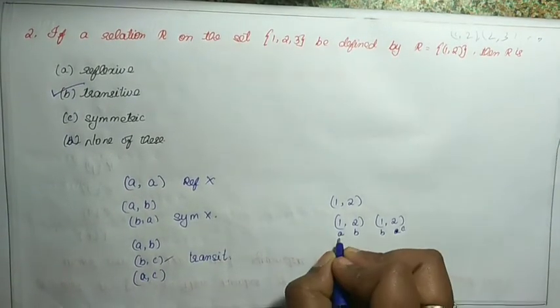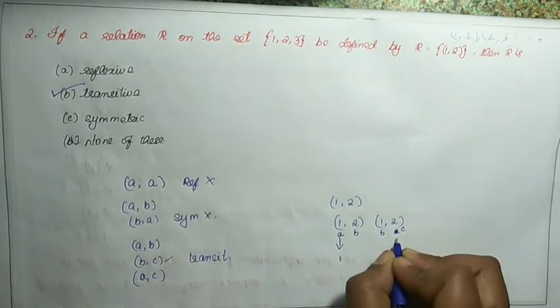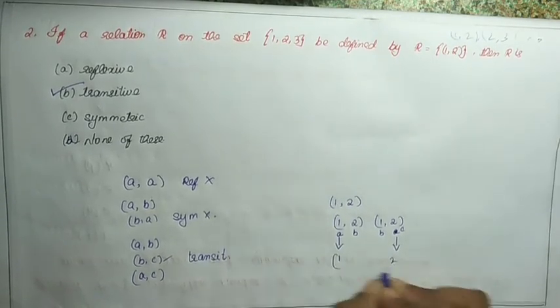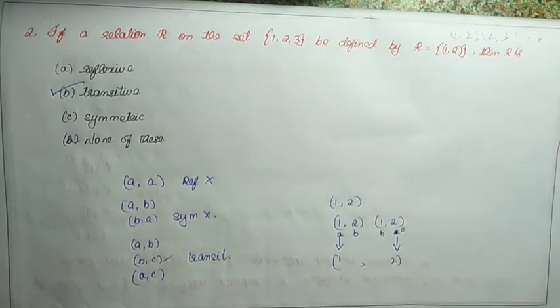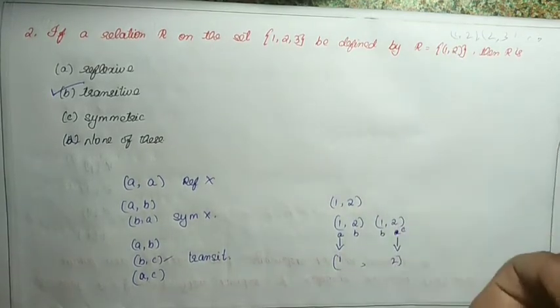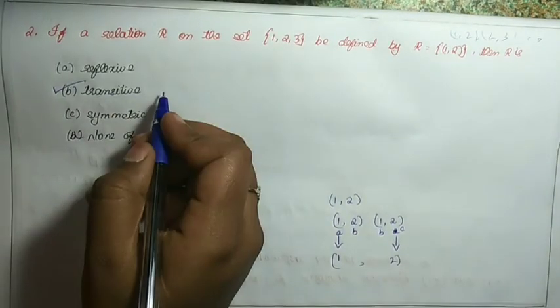Okay, so what is my a here? 1. What is my c here? 2. So (1, 2) is there. Only once if we write it, that's enough for a relation. So that's what I'm saying, transitive.